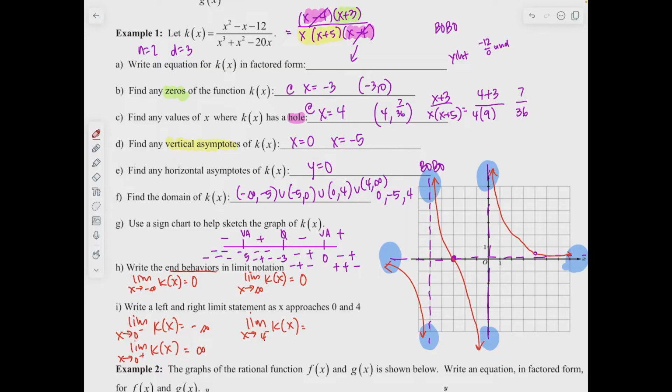Limit as x approaches 4 from the left of k of x, it's headed towards the hole. So the hole would be located at 7/36. That's what I calculated. And the limit as x approaches 4 from the right of k of x is going to be the same thing. It would be 7/36. Okay, so that's our review of our rational function number 1.